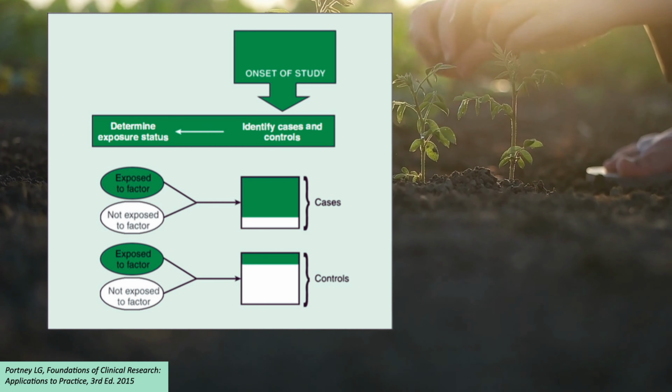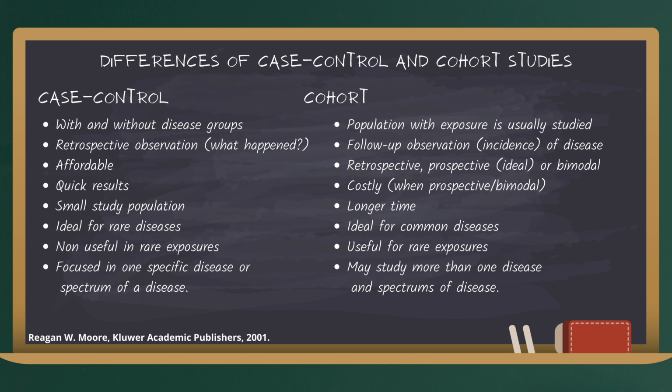Now, before we begin with another observational design, I would like you to identify certain differences between case control and cohort designs. Case control studies compare groups with and without disease or condition. Cohorts first identify the exposure and then observe if a disease or condition was developed or not, which is the incidence. Most case controls are retrospective since the research question is basically: what happened?